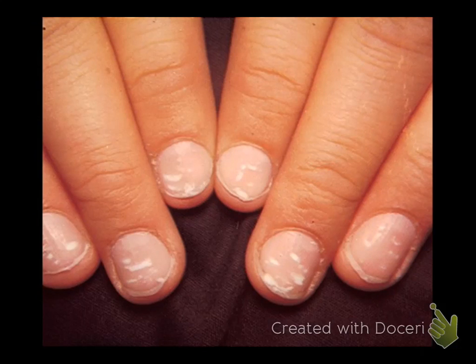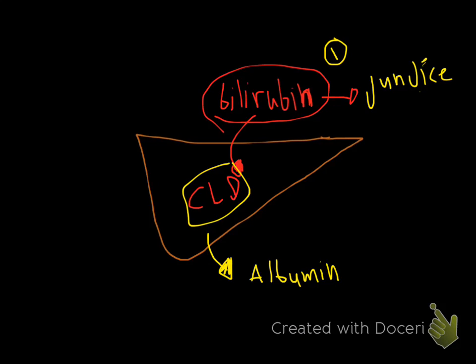In addition to edema, lacking albumin will lead to what we call leukonychia. Leukonychia is the white discoloration of the nails. As you see here, white discoloration of the nails. It can be benign leukonychia due to trauma or anything, but one of the causes of leukonychia is liver failure. So this is about albumin.